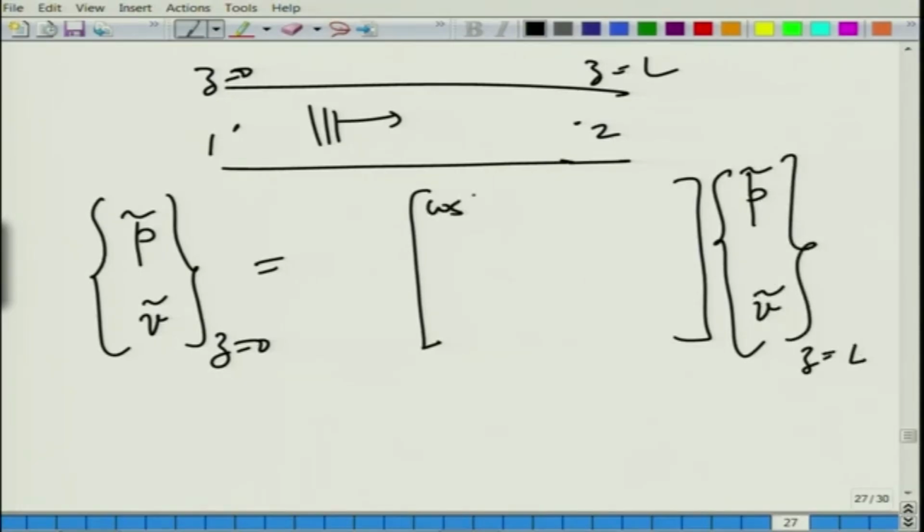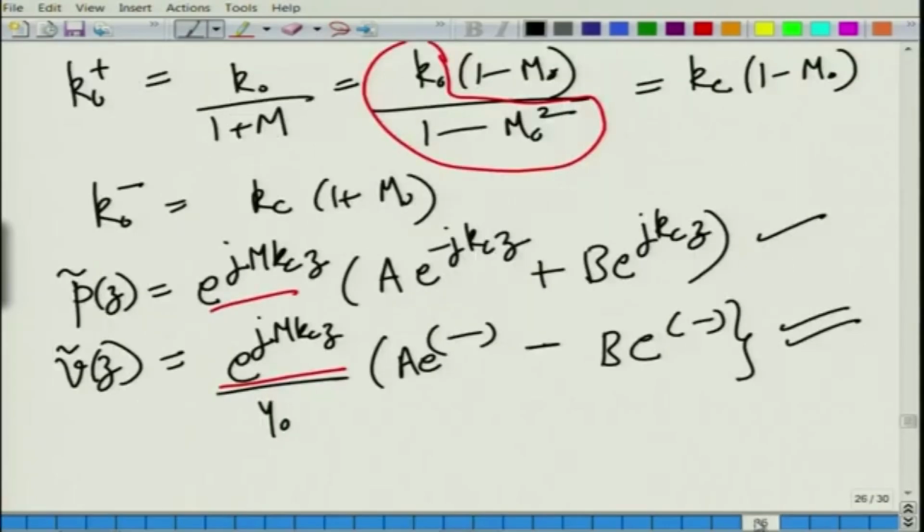Cos k c L, and j by y naught into sin k c L and j y naught into sin k c L, and here you have your cos k c L, isn't it? So, the form of this transfer matrix is the same, k naught is replaced by k c, and you have an extra term which is your exponential that you just saw somewhere here.